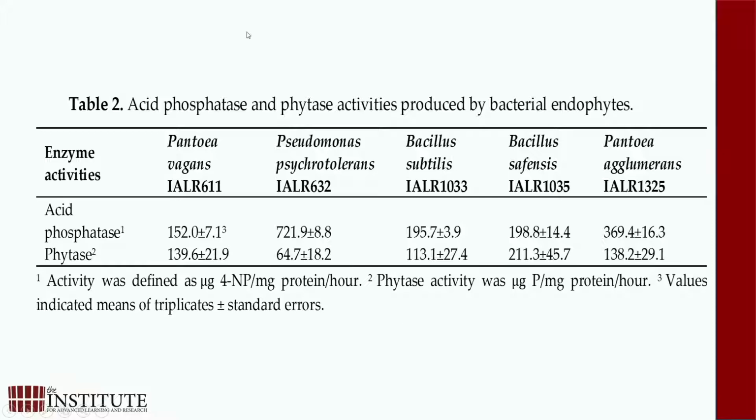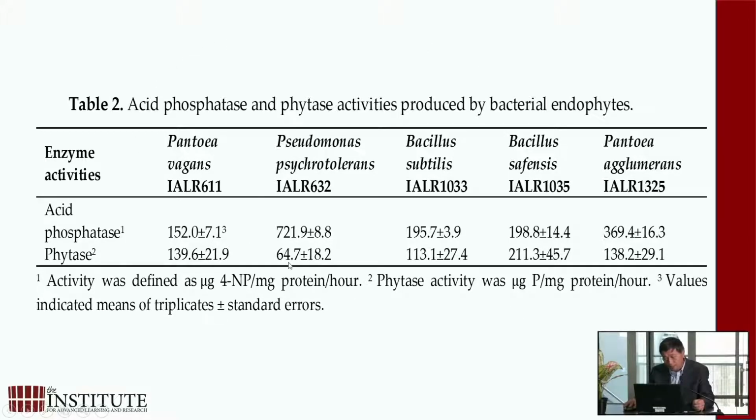So here's the enzyme assay. You can see all bacteria have some kind of activity. However, this 632 has the highest acid phosphatase, 700.